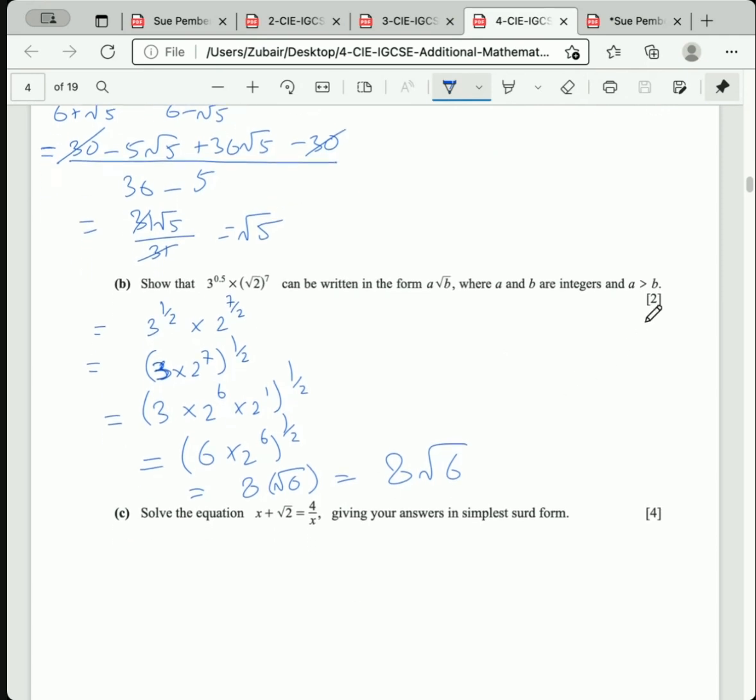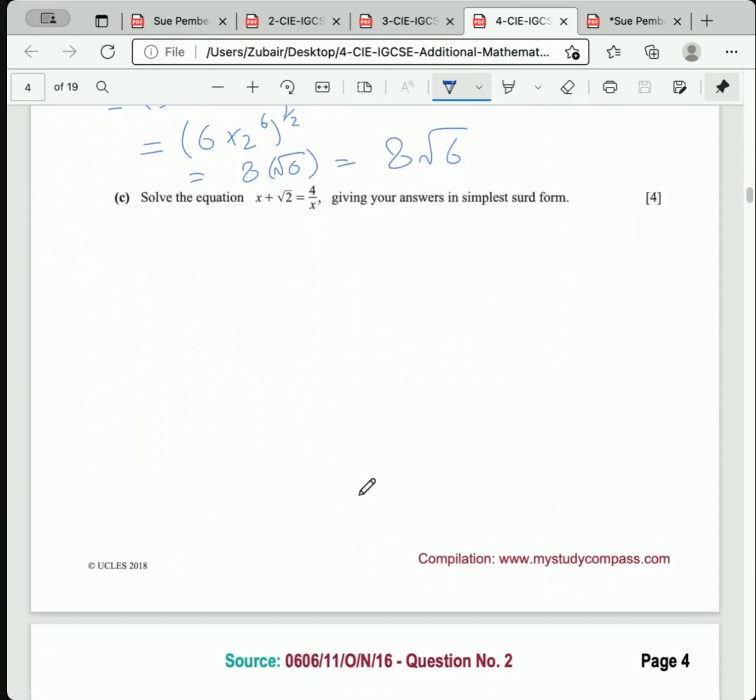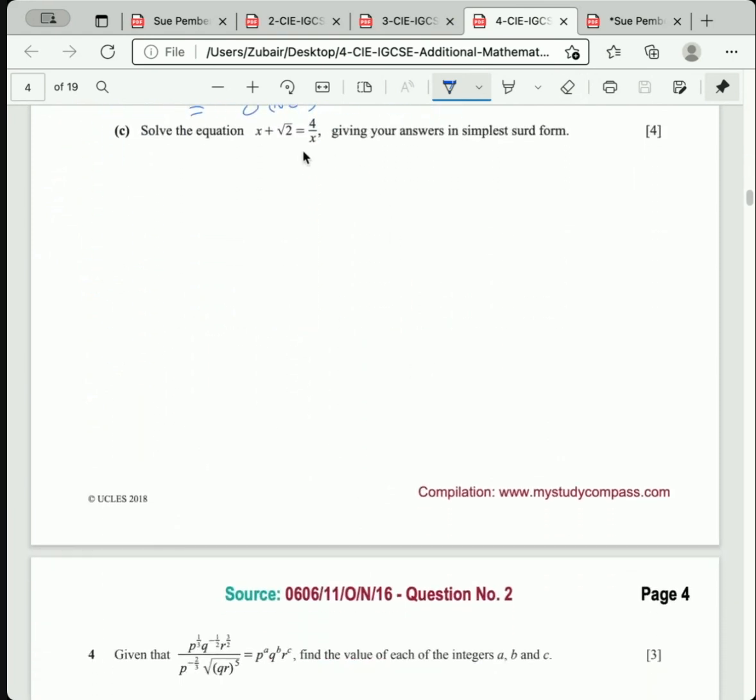C part, where A is greater than B. C part says solve the equation this. Give me your answer in simplest form. I'm multiplying the whole equation with x. So this gives me x square plus square root 2 x is equal to 4. Rearranging, x square plus square root 2 x minus 4 equals to 0.